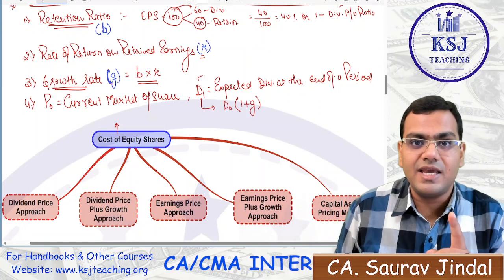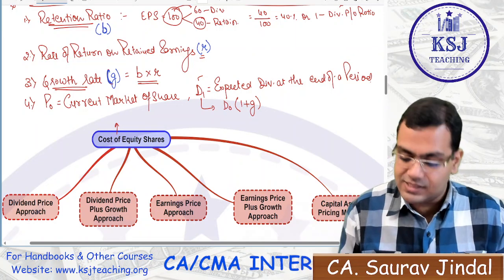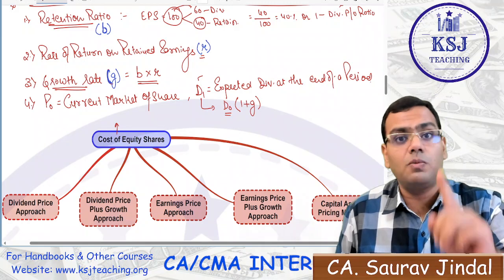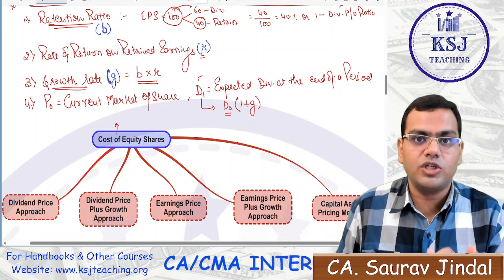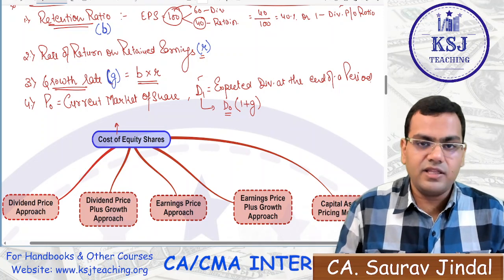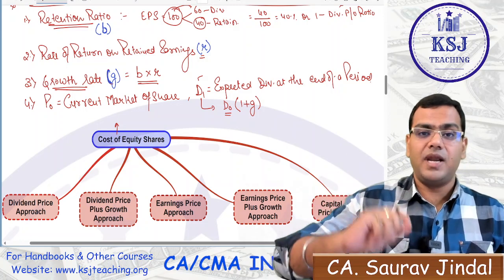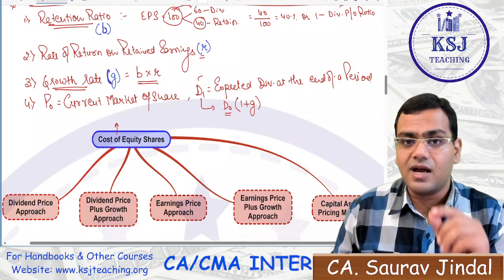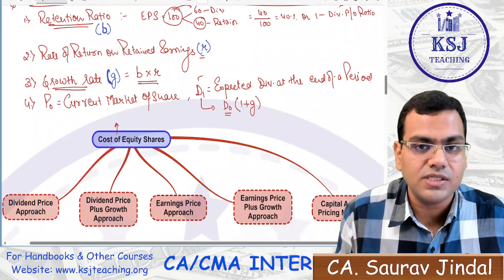If the question says the company has just paid a dividend of 10 rupees, that means the company is talking about D0, then D1 is to be calculated, right? So the interpretation of the language of the question becomes really important. If the question says the expected dividend to be paid by the company, that means it is talking about D1. But if the language says the company has just paid a dividend, that means it is talking about D0, right?